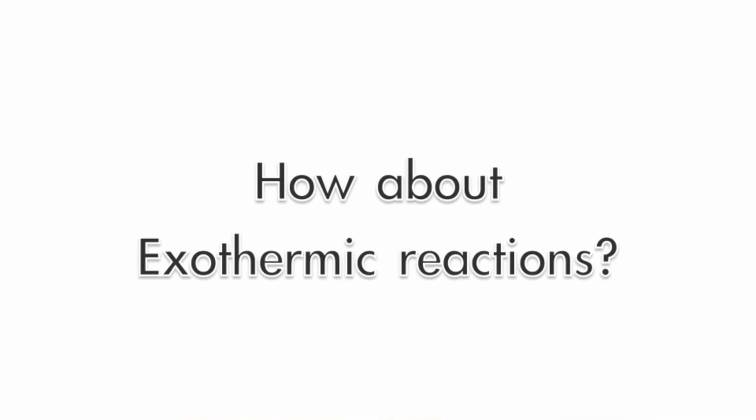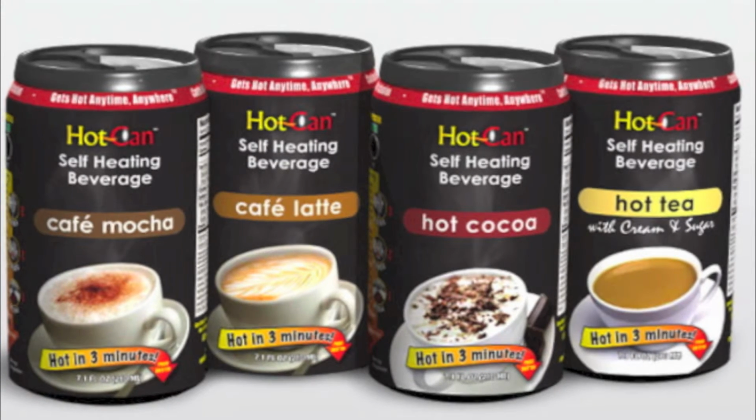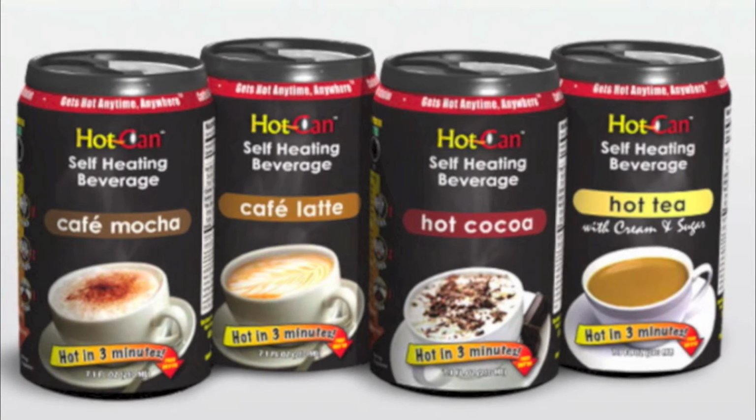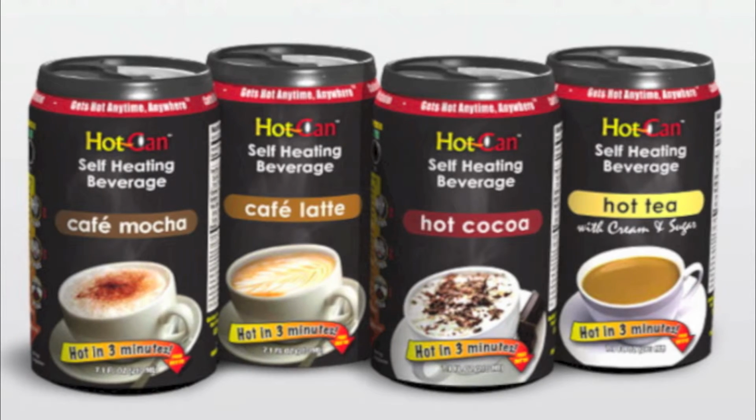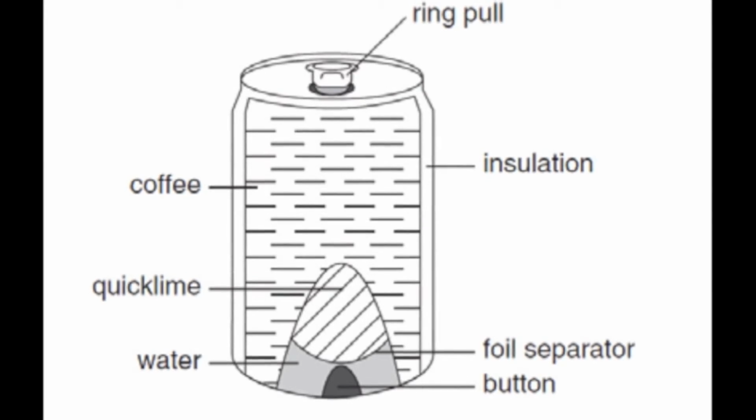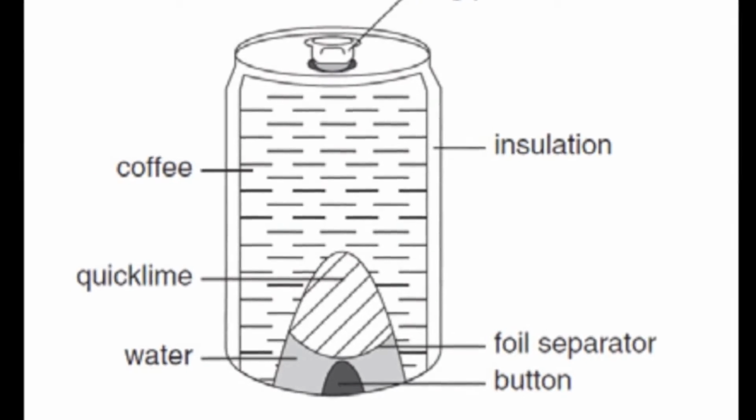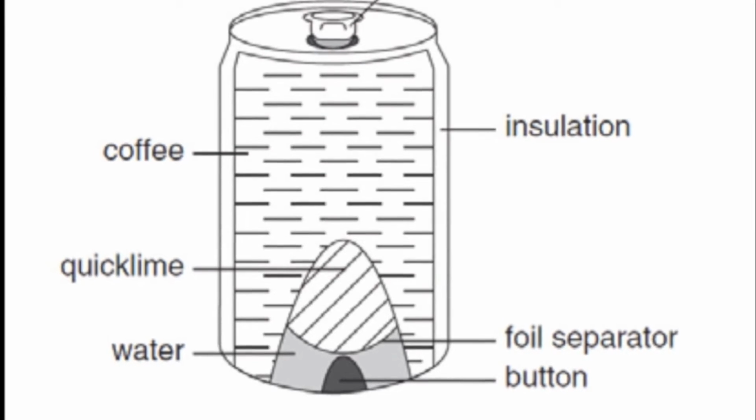We have seen a lot of examples which are endothermic. How about we see some which are exothermic? There are a lot of self-heating food products which can be served hot even though you do not have any fire source. There is some calcium oxide, which is also called quicklime, at the bottom of the container.